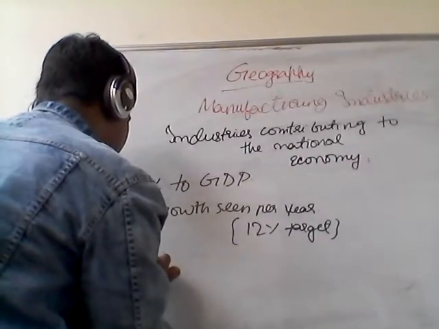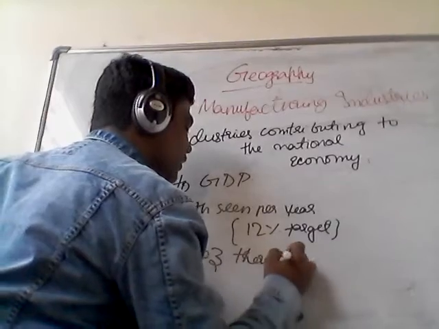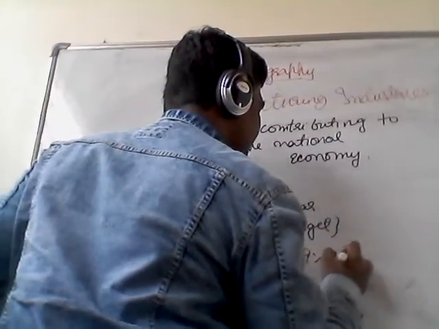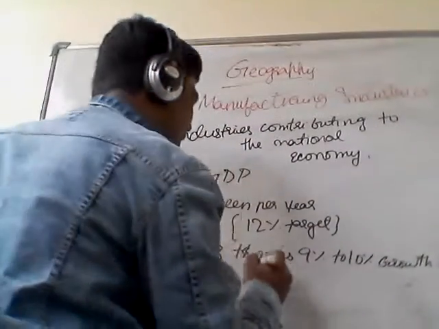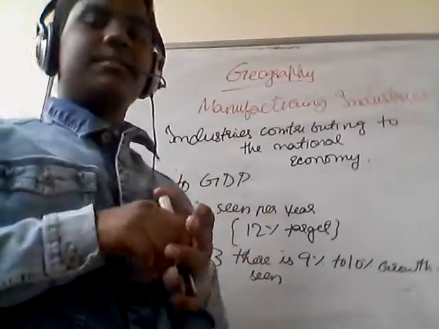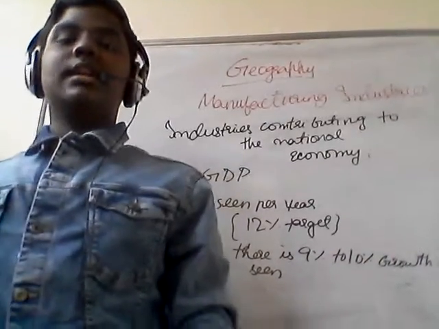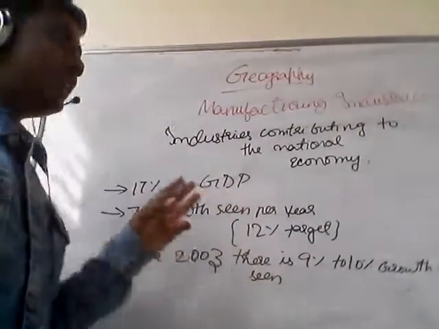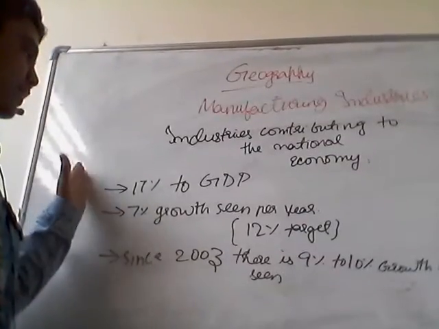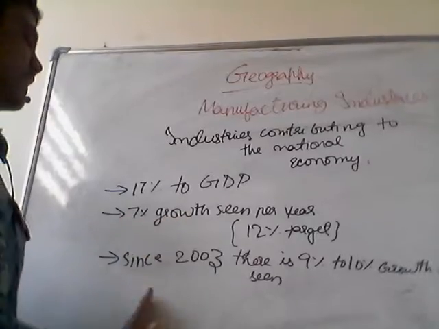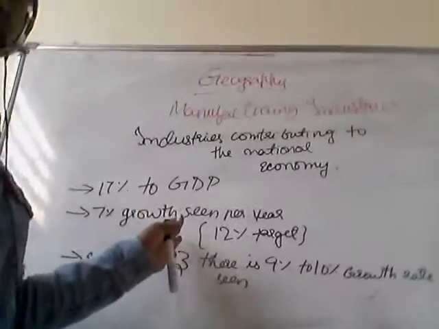Next, since 2003, there is a 9 to 10% growth rate seen in industries. After 2003, the growth rate has increased to 9 to 10%. So industries are helping the development of the country, contributing to the national economy by sharing 17% to GDP, with 7% growth seen per year, and since 2003, 9 to 10% growth rate. Now we have seen that there is a target to achieve 12%.